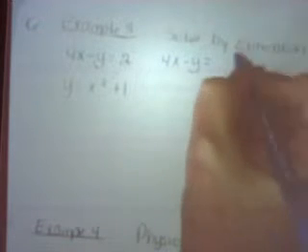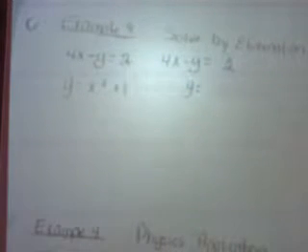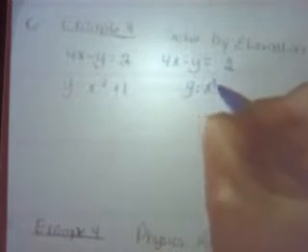Okay, example 3. We're going to solve by elimination. Eliminate means we're going to get rid of. Well, to get rid of a variable, you have to line all your variables up. So I'm going to leave equation 1 the same. Equation 2, I'm going to line it up. I'm going to have y equals x squared plus 1.